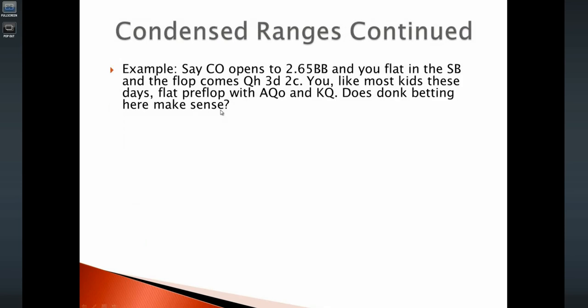Say the cutoff opens to 2.65 big blinds, and you flatten the small blind, and the flop comes Queen of Hearts, 3 of Diamonds, 2 of Clubs. You, like most kids these days, flat pre-flop with Ace Queen off and King Queen. Does donk betting here make sense?